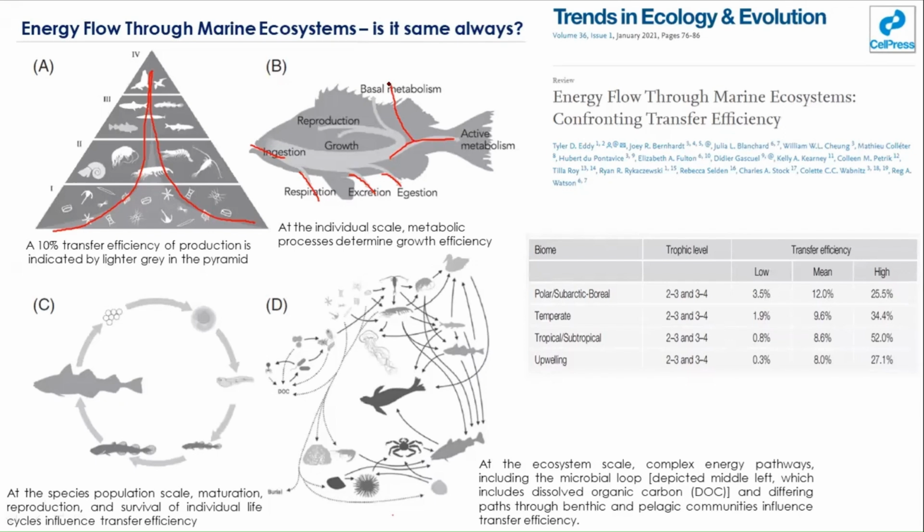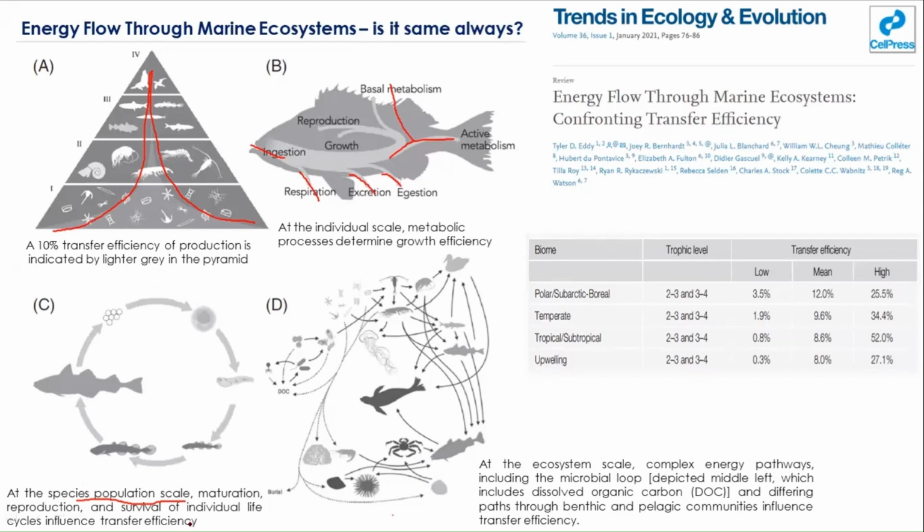And now each individual will respond differently. They will have different growth efficiency. And also at each species population scale, there is a different maturation, reproduction, and survival of individuals over the life cycle that influences the transfer efficiency. So now, considering all these complexities, we again ask: is it that simple that there will be 10% transfer efficiency of production in the ecological pyramid or in the food web?